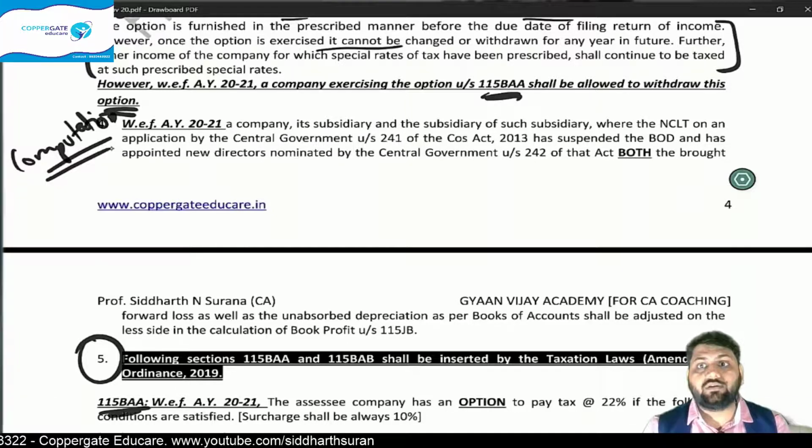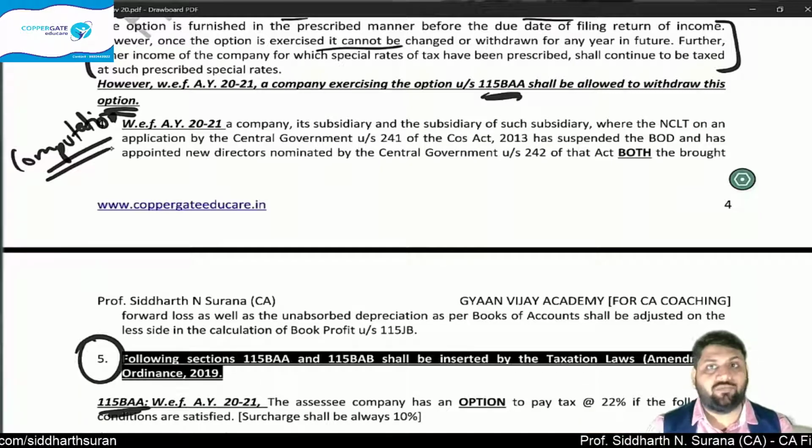Start with net profit. Make one add side where there will be 15 adjustments. Make one less side where there will be 14 adjustments. Add 15 less 14, total 29 adjustments, and you will arrive at your book profit. One of the most important points on the less side was brought forward losses. Let me give you a recap of the existing rule. Brought forward losses as per books of accounts.